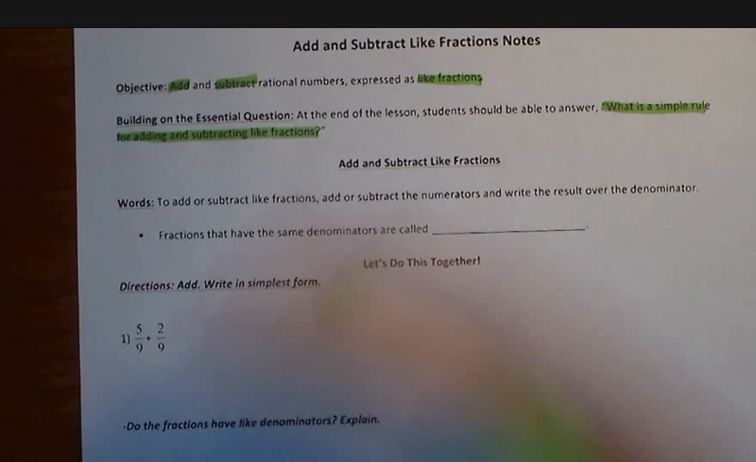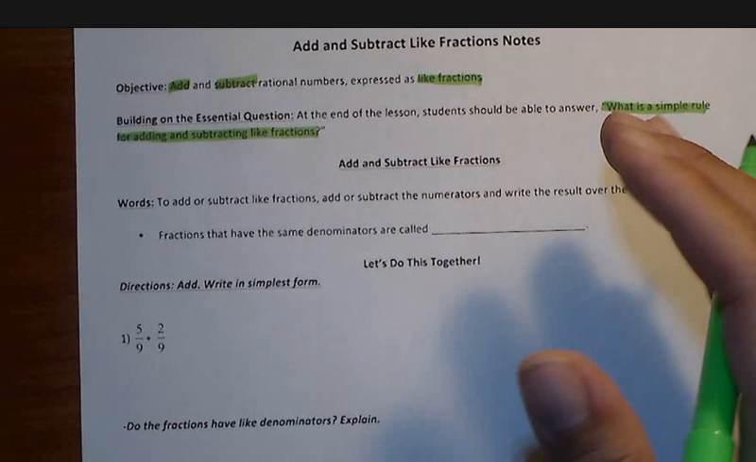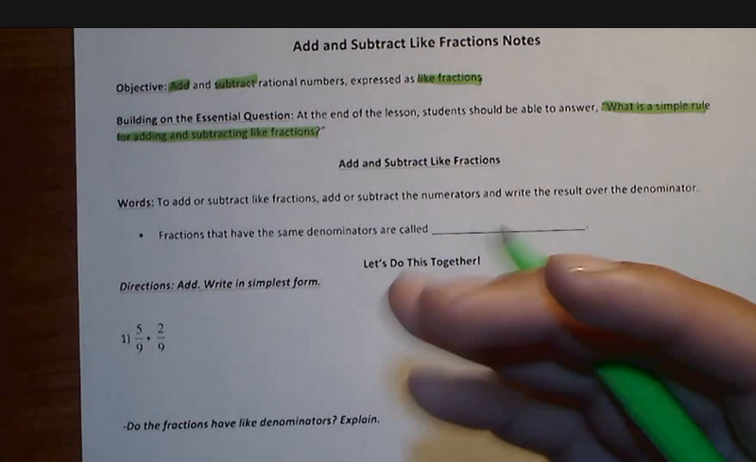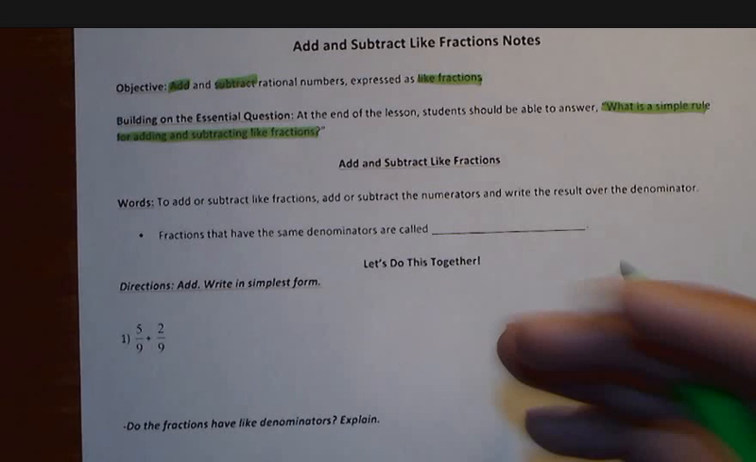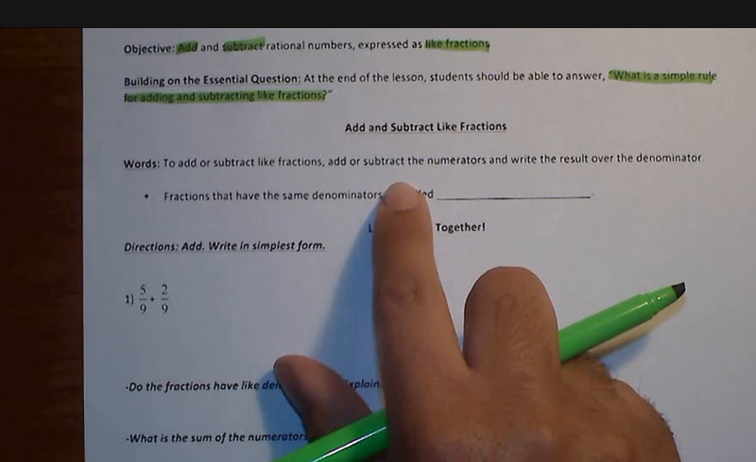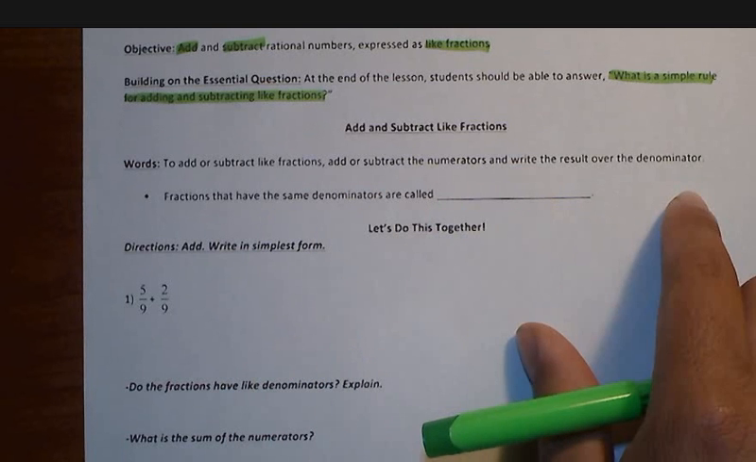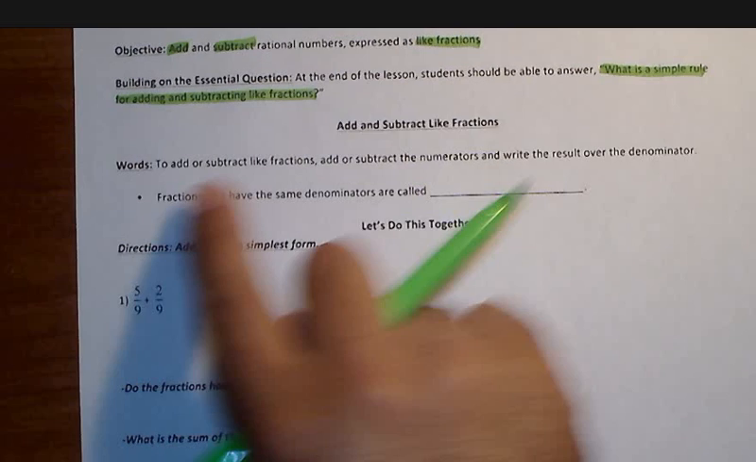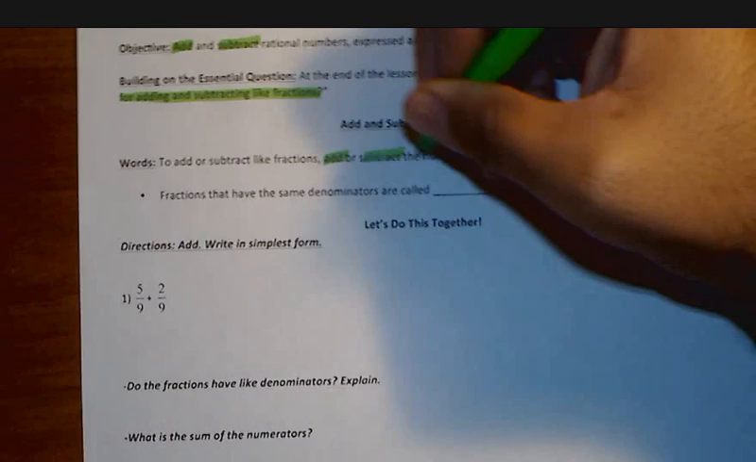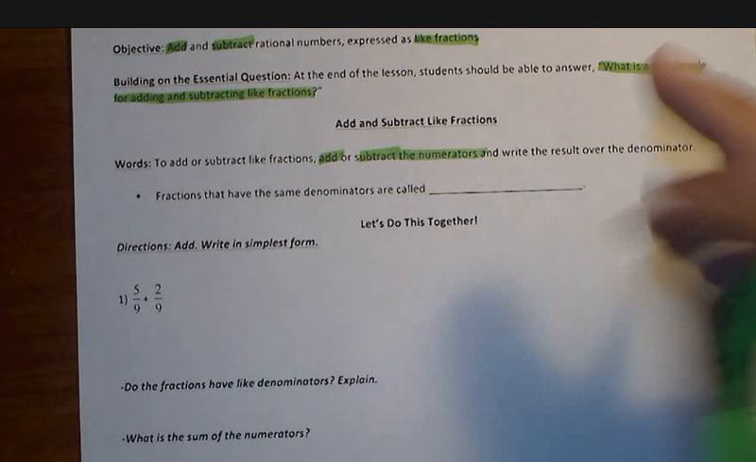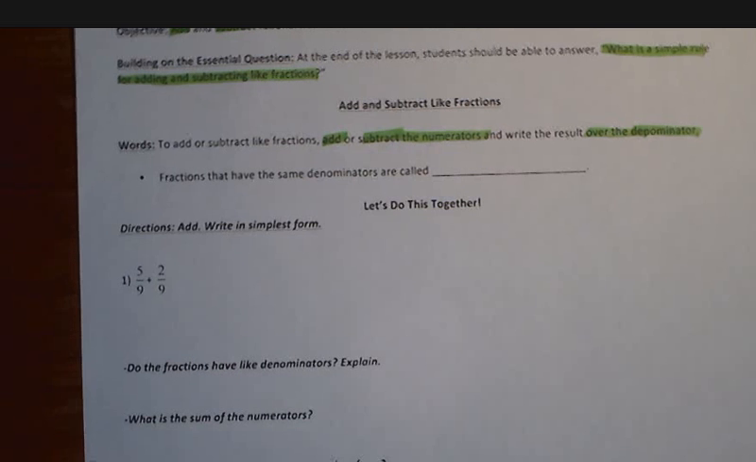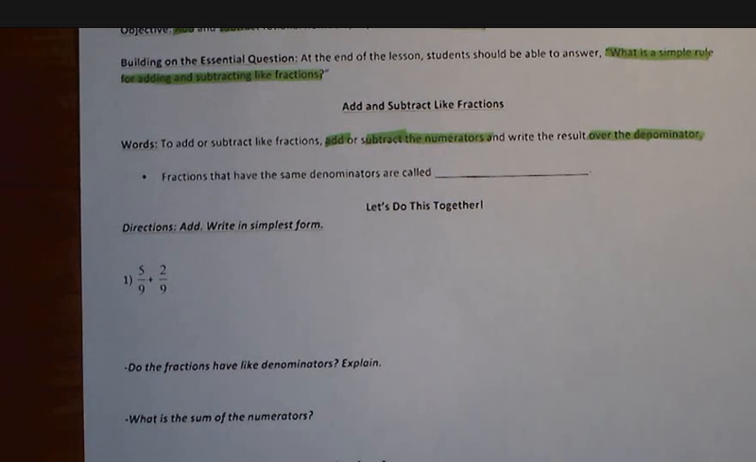So the main topic of today is adding and subtracting like fractions. Some words that will hopefully help us remember how are as follows: to add or subtract like fractions, add or subtract the numerators and write the result over the denominator. So if we have these like fractions, all we have to do is add or subtract only the numerators, and write that answer over the denominator. This will make sense in a bit. For now, we can just leave it as is.